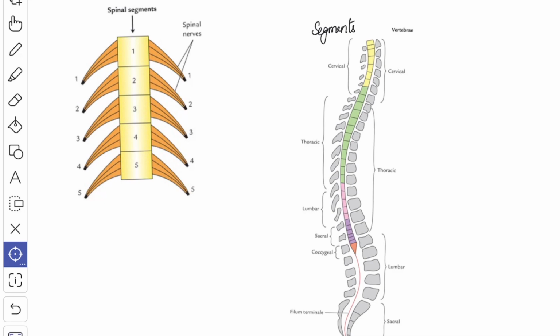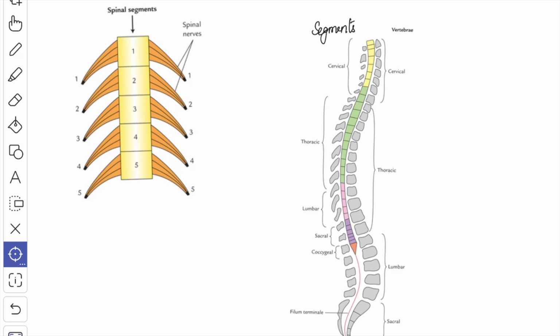Next we'll see about the spinal segments. Like the vertebral column, the spinal cord is also segmented, though the segments are not visible externally. The part of the spinal cord which gives attachment to a pair of spinal nerves, the right and the left, is known as the spinal segment. There are 31 spinal segments: 8 cervical segments, 12 thoracic segments, 5 lumbar segments and 1 coccygeal segment.